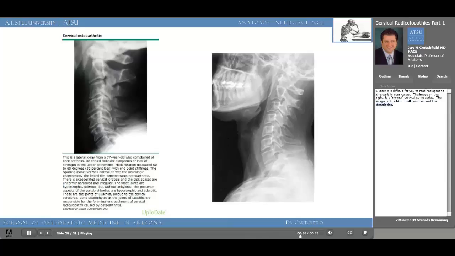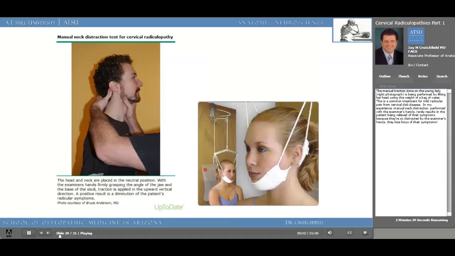Once you suspect that your patient is suffering a radiculopathy from the cervical spine, manually pulling and elevating traction upwards, with relief of the pain and decrease in the radicular symptoms, as you see in the image on the left, is a good test for cervical radiculopathy. These symptoms can often be improved by having manual traction placed in a vertical direction on the cervical spine. The manual traction done on the young lady here on the right is being performed by lifting her head against the weight of a bag of water.